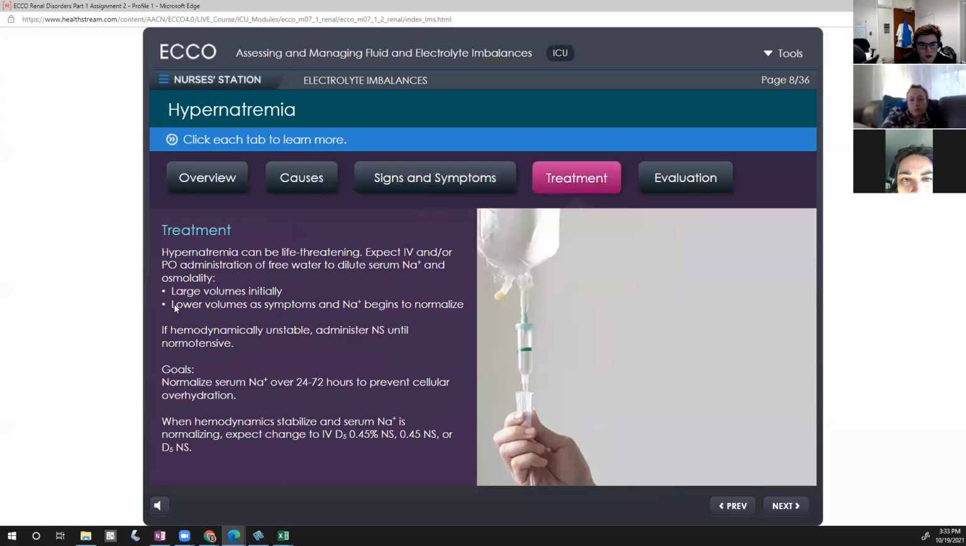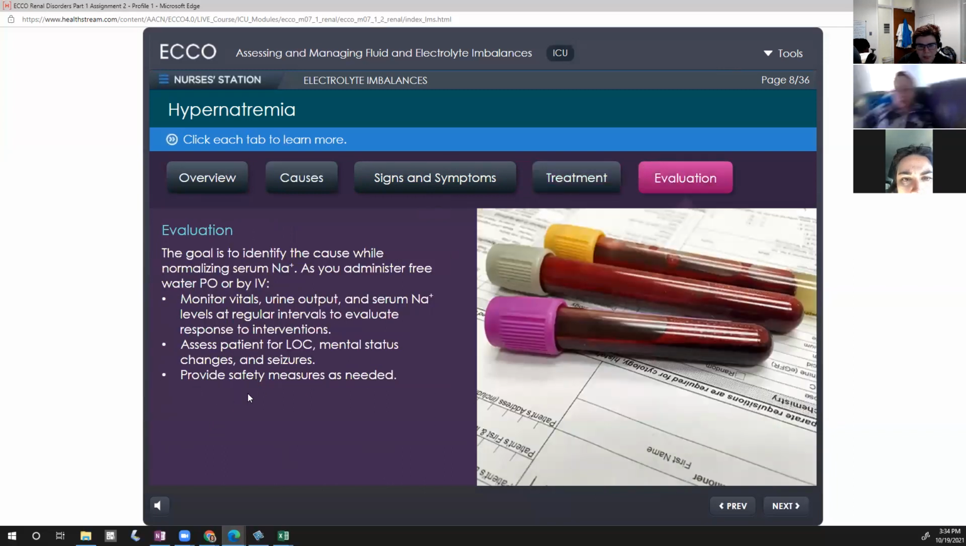So you're going to do large volumes. Again, don't correct rapidly. Your goal is to do it over 24 to 72 hours because you don't want to cause massive fluid shifts. And then expect to change again to D5 half normal, or D5 NS. And to evaluate, not anything we wouldn't be used to doing, so monitor vitals, urine, labs, level of consciousness, and then any safety measures.